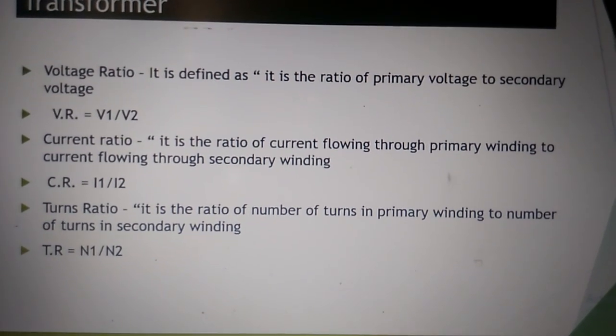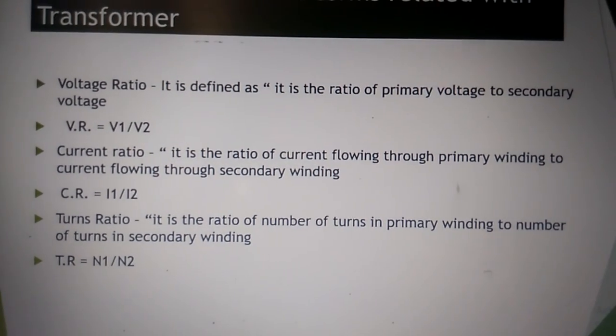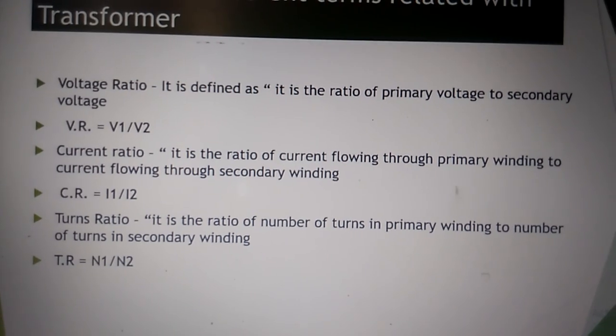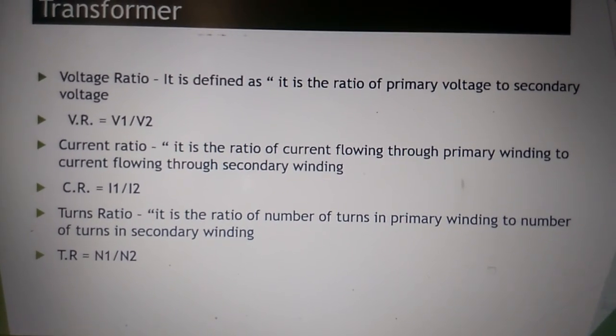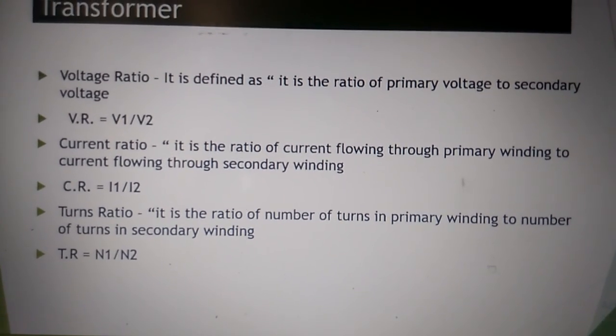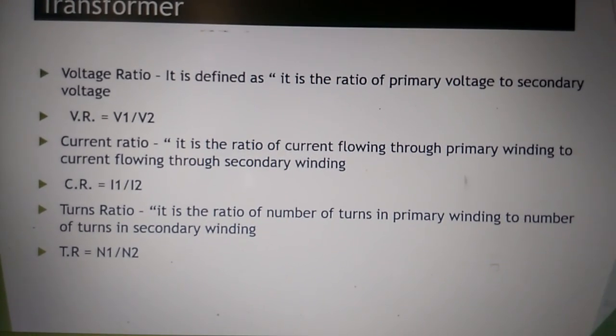All three are unitless quantities, and there is a difference between these ratios and the transformation ratio. Okay, you can compare it. Only the current ratio and the transformation ratio according to current's value, that is I1 by I2, are the same.